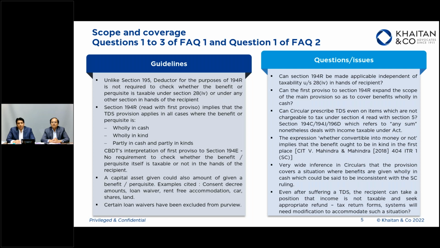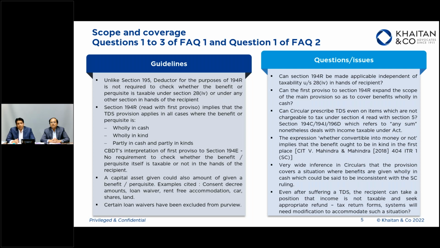So unlike section 195, which, for the benefit of everyone, is a provision where, when I'm paying an amount to a non-resident, I need to ascertain whether that amount is taxable in the hands of the non-resident. And if it is taxable in the hands of such non-resident, I need to pay tax, and I need to withhold tax before I make such payment. Similarly, here there is no such thing. I don't need to bother whether the amount is taxable in the hands of the recipient or not. All that I need to do is ascertain whether what I'm giving to somebody else will fit into the definition of a benefit or a perquisite, which is quite a wide net as per the guidelines. And I just need to deduct TDS when I'm parting with a gift, or I'm giving money, etc.